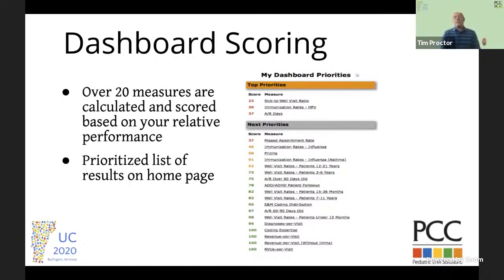Dashboard scoring. When you first log into the dashboard on the home page, you're going to see a bunch of scores, a bunch of measure results. We have well over 20 measures at this point that are calculated monthly. They're scored monthly, and it's based on your relative performance compared with other PCC clients. So you're going to see that ranked on the home page by score, the lowest score going up to the highest score. We have a top priority section that we've identified as the top 3 measures that you score the lowest in, that you might want to take a closer look at and prioritize.